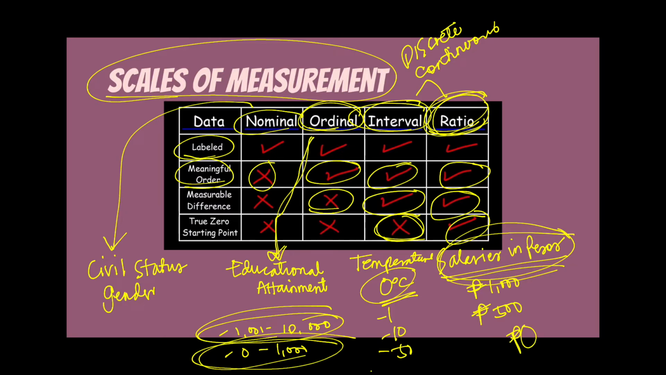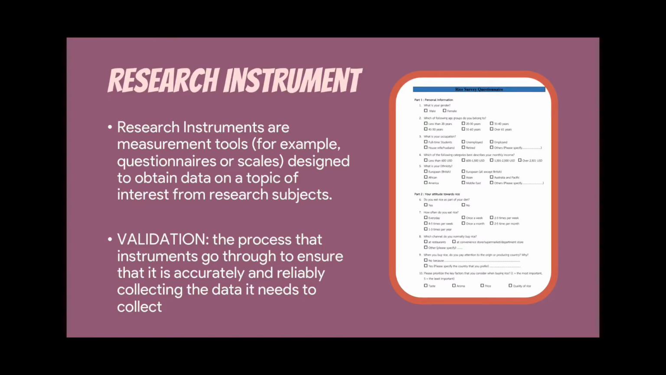So why did we have to learn about the nature of the variables? Because the nature of the variables will dictate the way we should measure those variables. And the tool that we use in order to measure the variable is the research instrument. So research instruments are measurement tools. For example, in social science research, we use questionnaires or scales like this on the right. It's designed to obtain data on a topic of interest from research subjects. And the topic of interest is your variables.